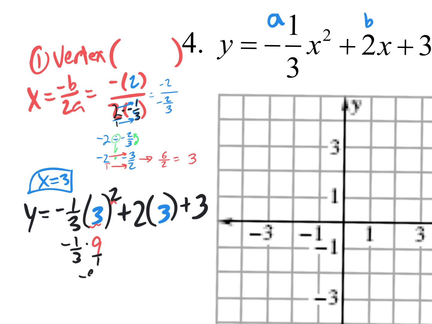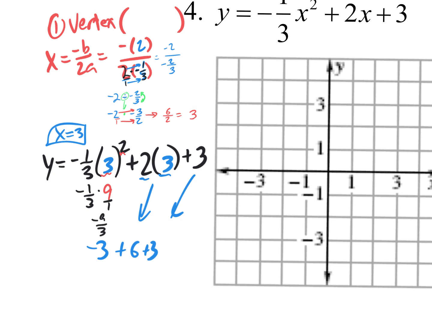You're going to end up with negative 9/3, which is really just a negative 3. Negative 9 divided by 3 is negative 3. And then you multiply 2 times 3, and you'll get positive 6. And then you could bring down the plus 3 as well. And this is what our y value is going to be. It's going to be 6. So y is going to be 6. So we found our x and our y. The x was 3 of our vertex. The y was 6 of our vertex. And that's the most important point. So let's go graph that thing.